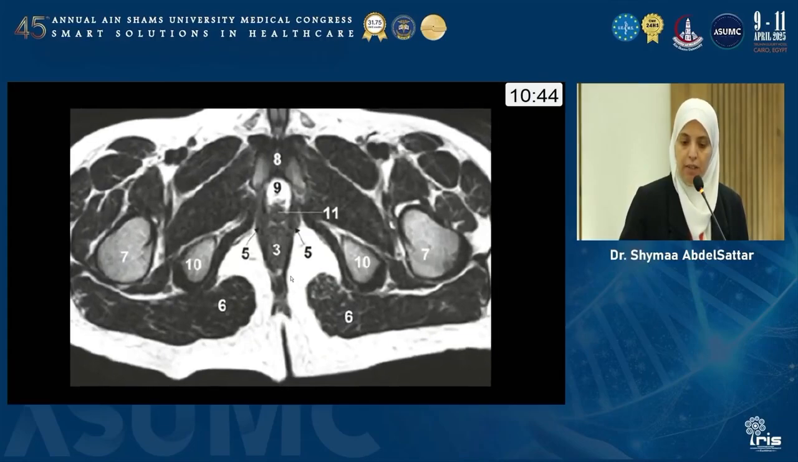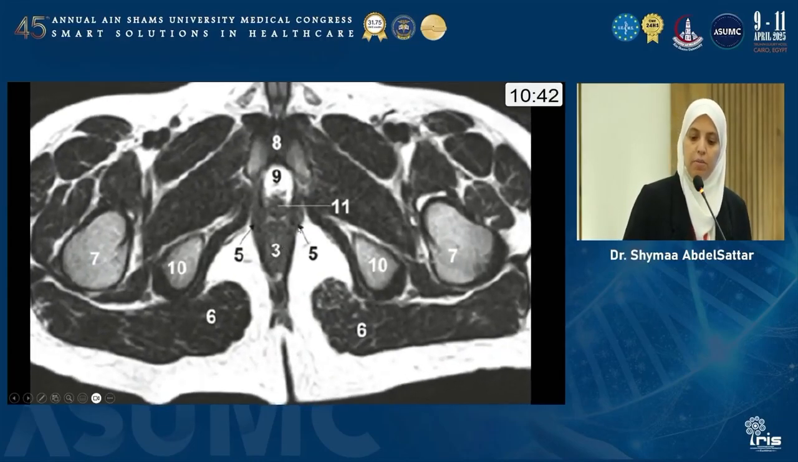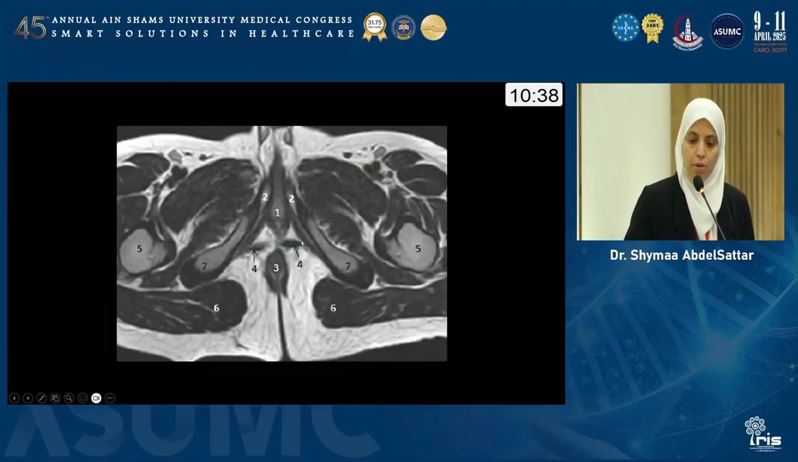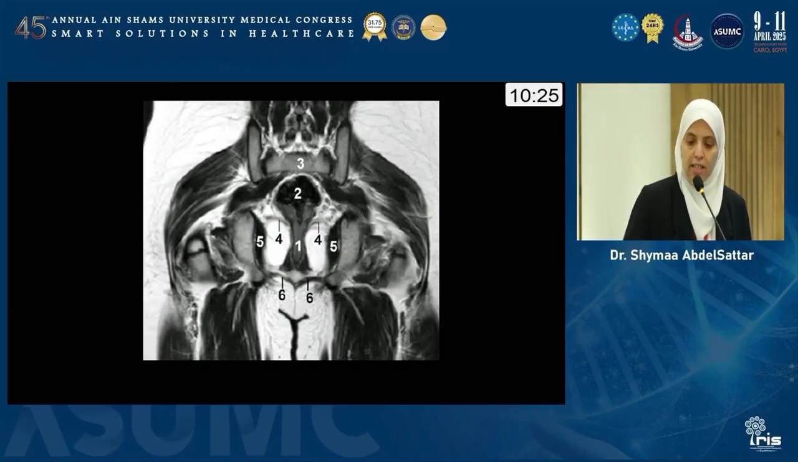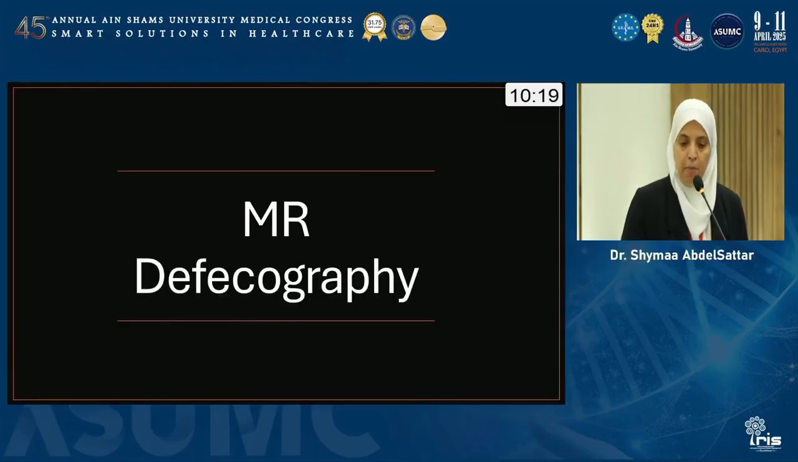In the axial section, we can see here the anorectum, surrounded by the puborectalis muscle inserting into the symphysis pubis. Also, lower down at the level of the ischial ramus, we can see the anal canal, and this is the transverse perineal muscle here. In the coronal plane, number 4 is the iliococcygeus, and number 6 is the transversus perineal muscle. Number 2 is the rectum, and number 1 is the anal canal.